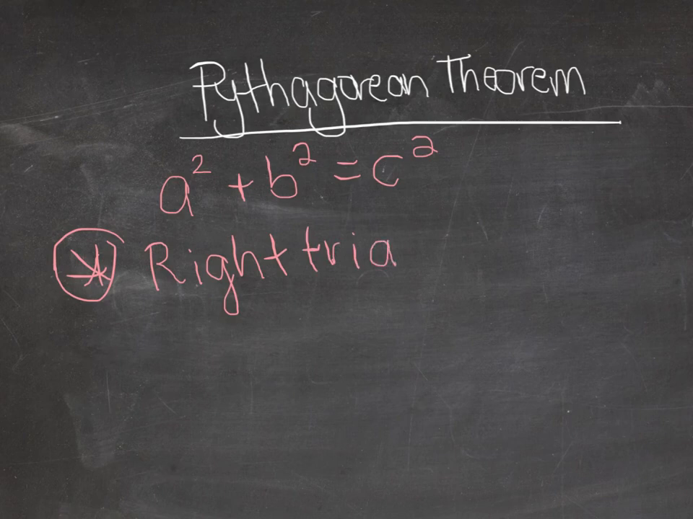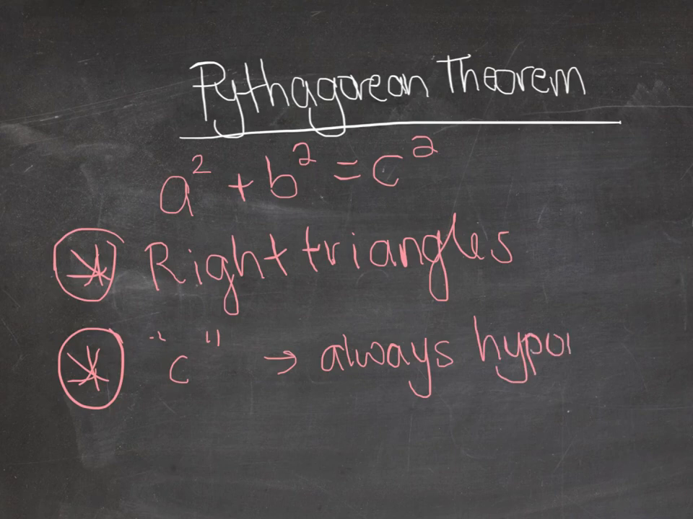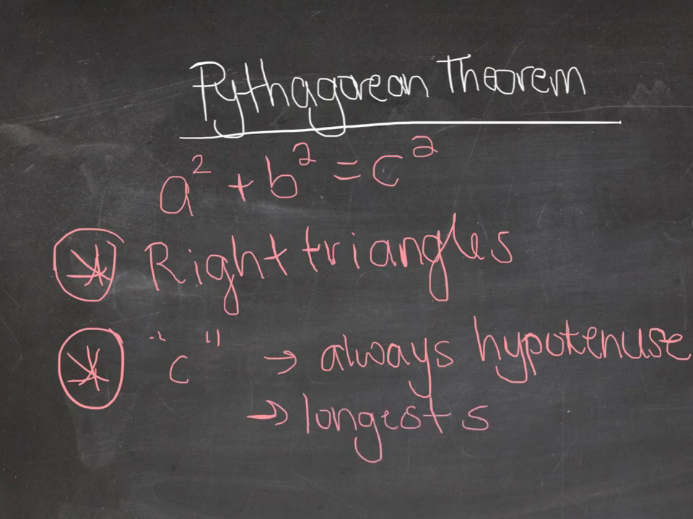A right triangle is a triangle that has one angle of 90 degrees. Also important to note is that the c always stands for the hypotenuse. The a and b are interchangeable, they're just the other two legs of the triangle. And c, the hypotenuse, is the longest side. That is an important property to remember.